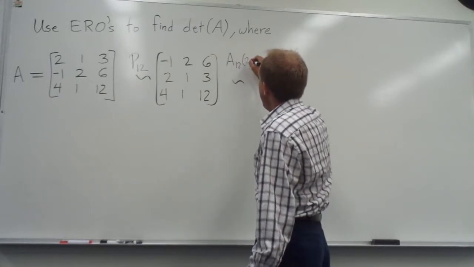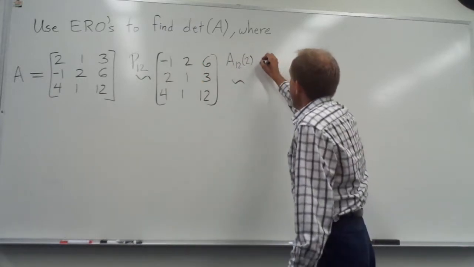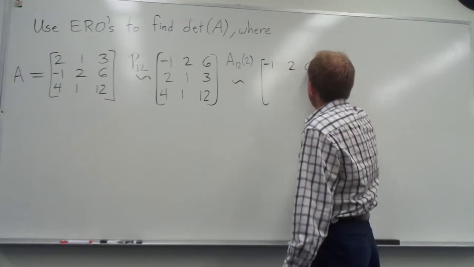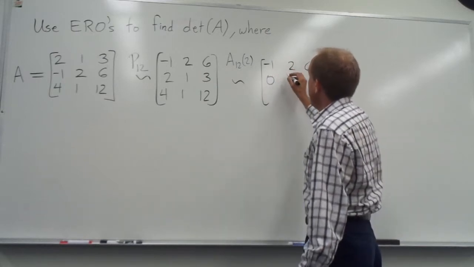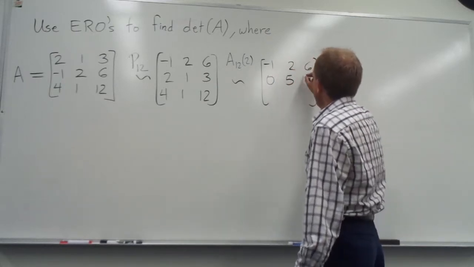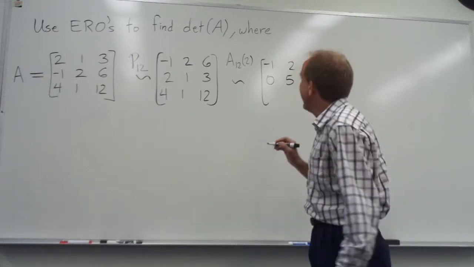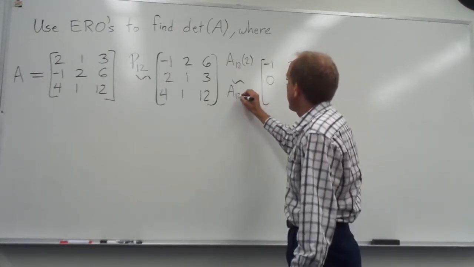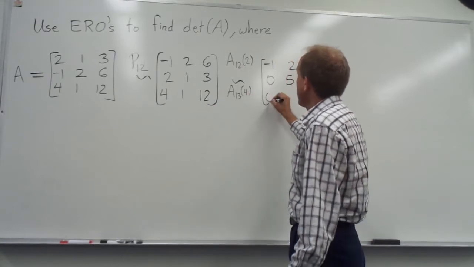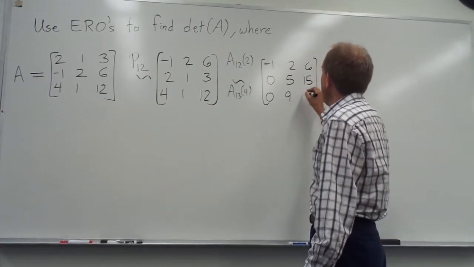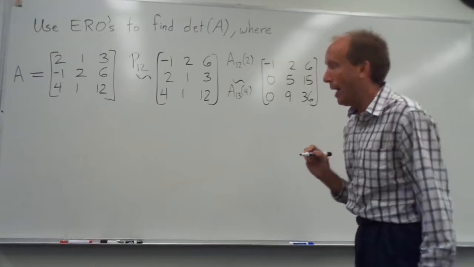So I'm going to take A1,2 of 2. Okay, so I have -1, 2, and 6. And then I'm going to get a 0, 5, and 15. Okay, and then I'm also going to do A1,3 of 4. So I'm going to get 0, 9, and 36 if I do that. Okay?